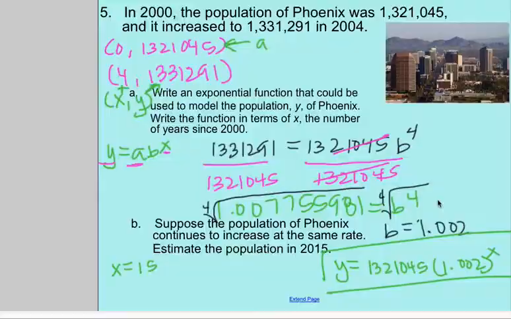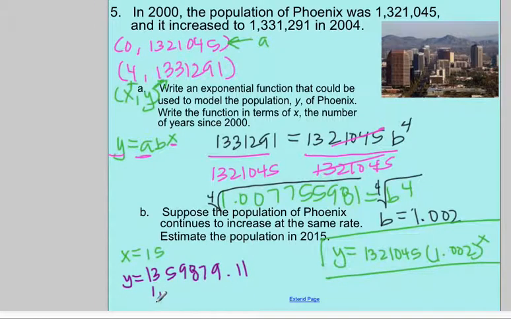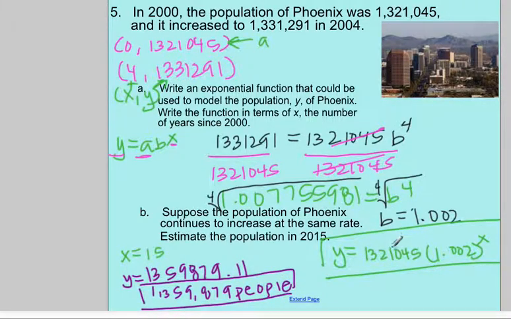And we're talking about people, so if I write down the value that came from the calculator, if we typed it in, we got y equals 1,359,879.11. Well, this would tell me to round to keep this at 9. 1 tells you to stay. So I would say 1,359,879 people in Phoenix in 2015. Okay, so there is example 5.